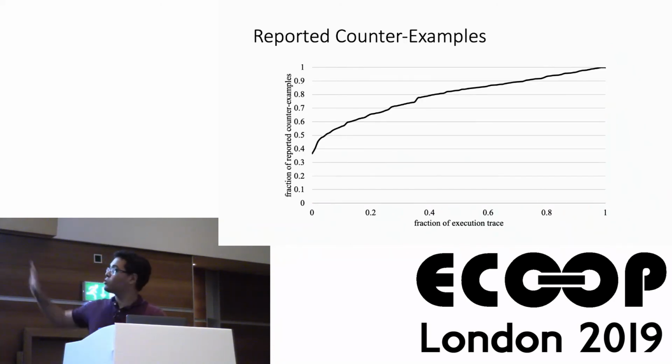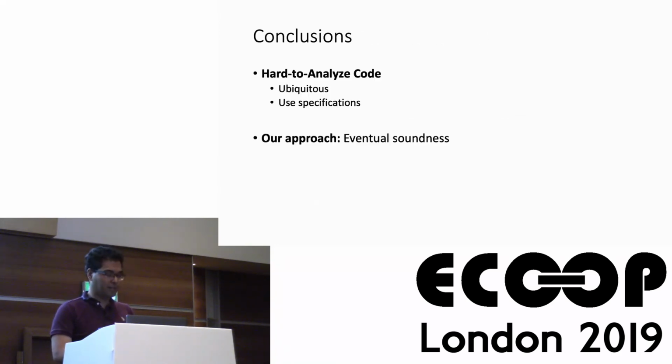And finally, we also look at the number of reported counterexamples over time, averaged across all of the apps. As you would expect, the frequency of reports goes down over time. So what this means is that we're terminating the user app less and less frequently as time progresses, which is what we would expect.